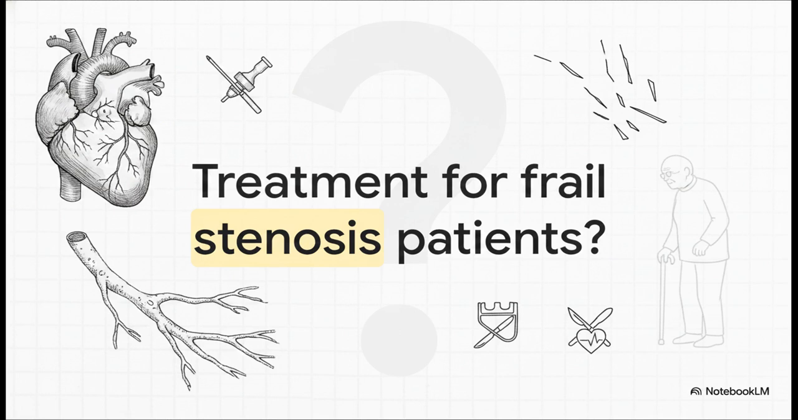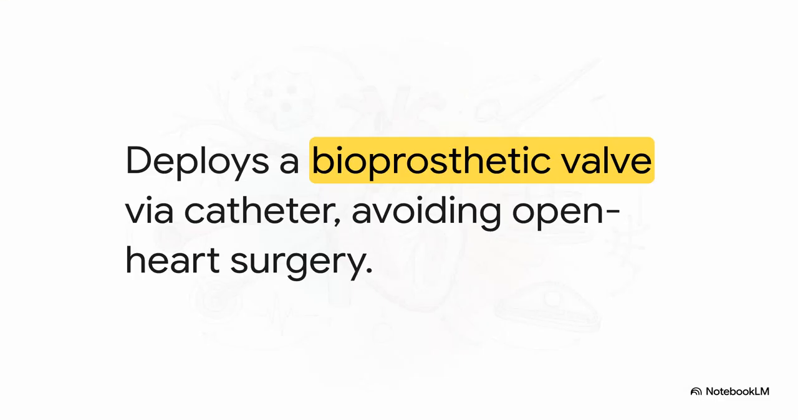B. Transcatheter aortic valve replacement, or TAVR. C. Strict bed rest and high-dose beta blocker therapy. Or D. Referral to home hospice without any intervention. The correct answer is B, transcatheter aortic valve replacement, widely known as TAVR.